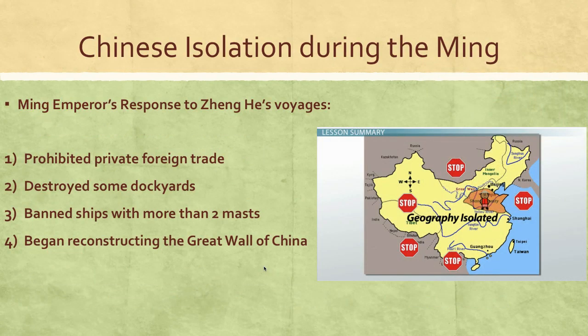And this will start our era of Chinese isolation, which occurs under the Ming, where the emperor is going to prohibit private foreign trade, destroy some dockyards, and ban ships with more than 2 masts. Of course, that is significant, the 2 masts, because the Portuguese caravel, for instance, the only ship at this point that is able to sail around the Cape of Good Hope and really go into the Atlantic Ocean, and these deep oceanic voyages, have 3 masts. And so this is effectively ensuring that Chinese isolation happens.